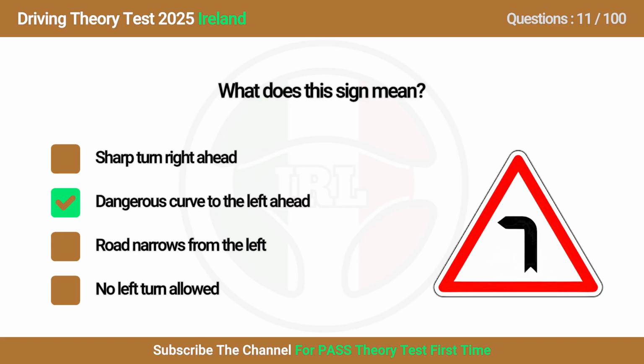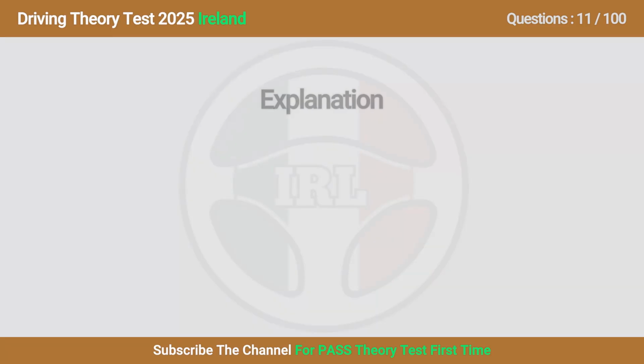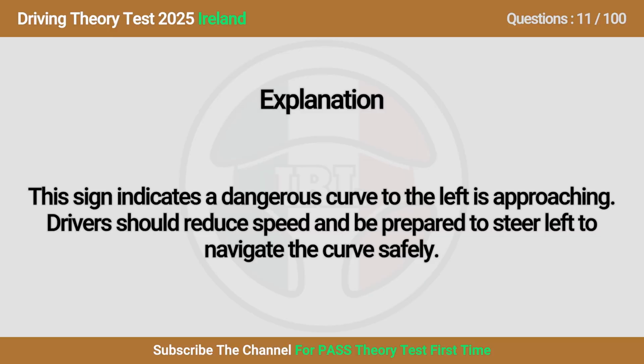Answer is B. Dangerous curve to the left ahead. This sign indicates a dangerous curve to the left is approaching. Drivers should reduce speed and be prepared to steer left to navigate the curve safely.